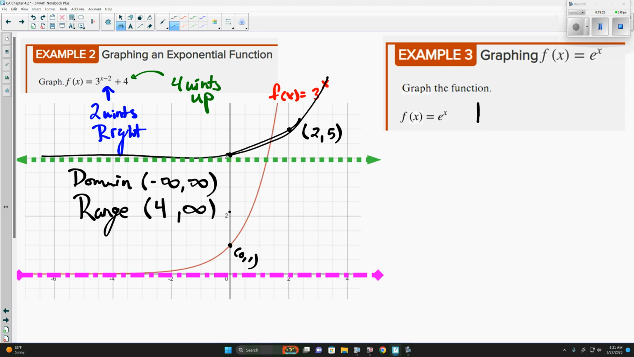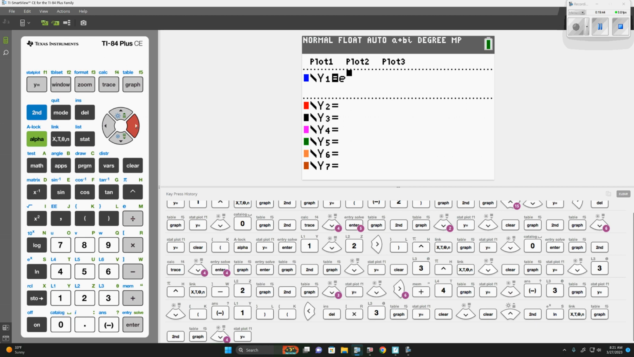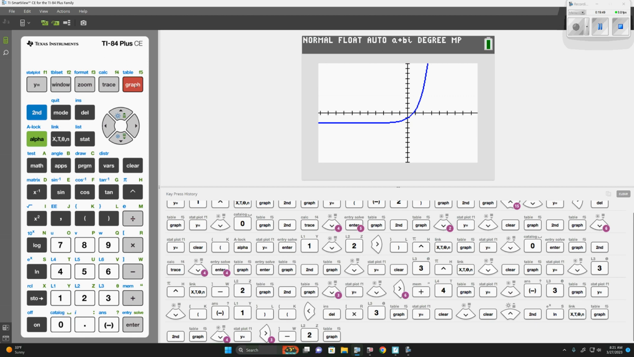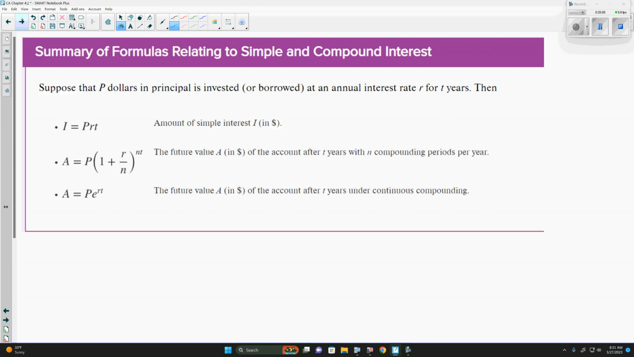And again, the horizontal asymptote for this one here is y equals 0, because we're not adding or subtracting anything from it. If we'd have subtracted 2 from it, our horizontal asymptote would have been y equals negative 2. Because it moves the entire function down 2, so the horizontal asymptote would move with it. Questions on this here?